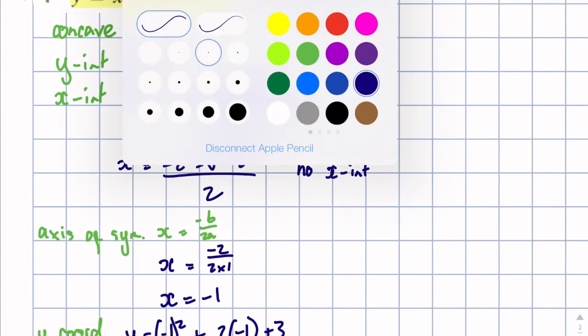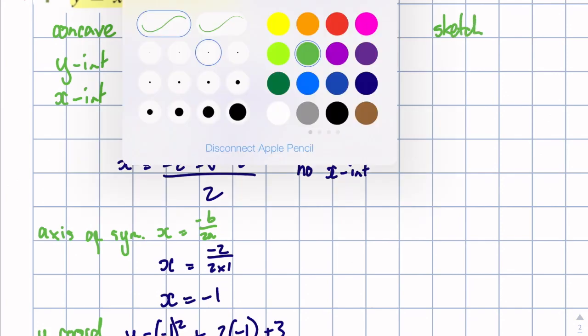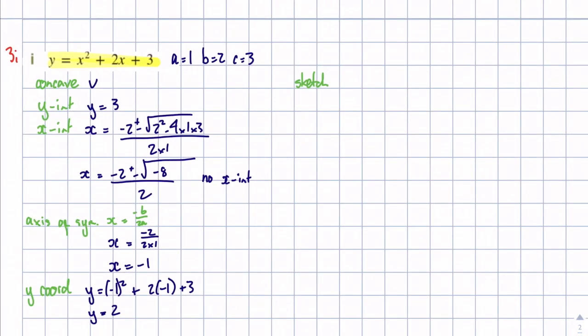And now we're going to sketch. I'm just going to do it over to the right. Sketch. Okay, let me zoom out a bit so I can see all the bits of information I need. We've got no x-intercepts. It's all happening above the x-axis, which is because it's concave up. Let me highlight my relevant bits of information.